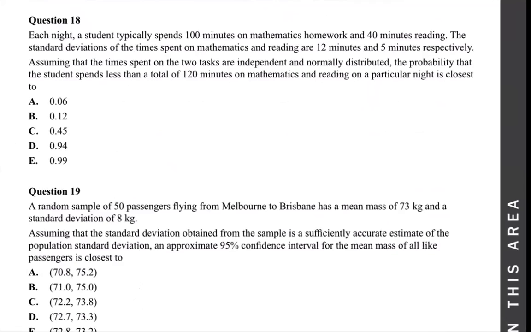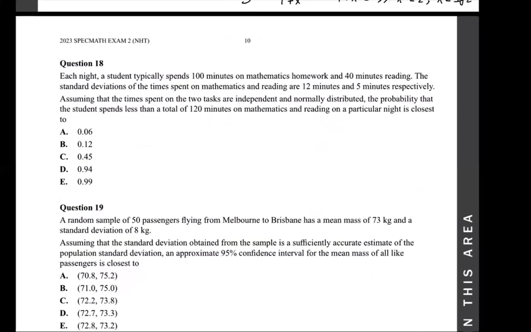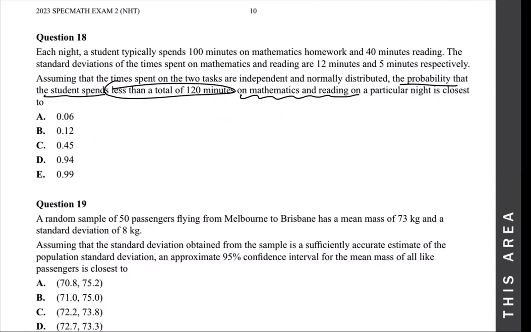Okay, right, questions 18, 19, and 20 are definitely relevant because we still have probability and statistics, okay? So each night, a student typically spends 100 minutes on math homework and 40 minutes reading. The standard deviations of the time spent on mathematics and reading are 12 and 5 respectively. Assuming that the time spent on the two tasks are independent and normally distributed, what is the probability that a student spends less than a total of 120 minutes on both math and reading on a particular night?